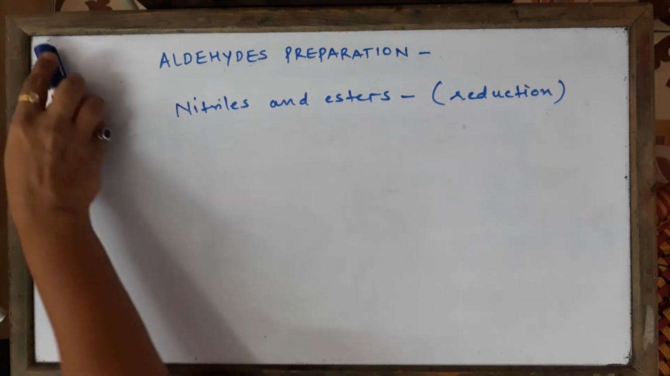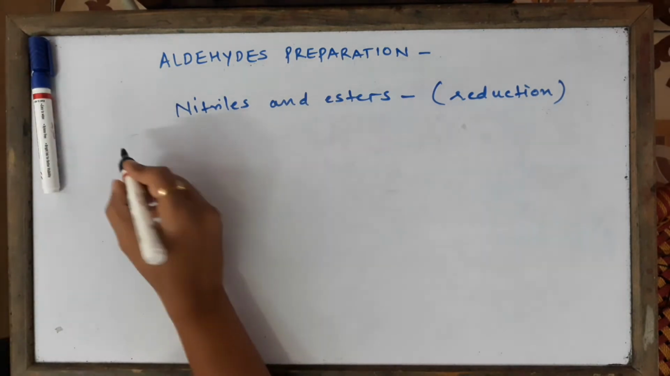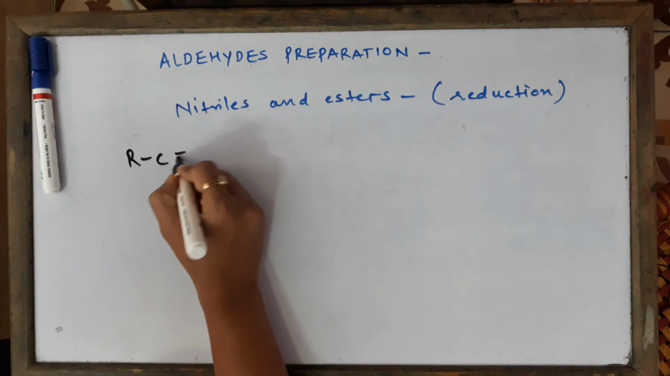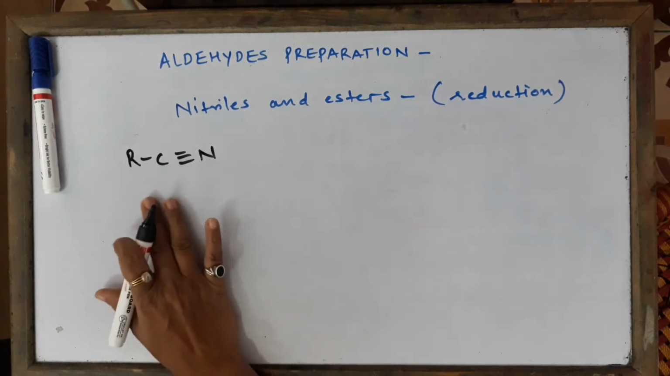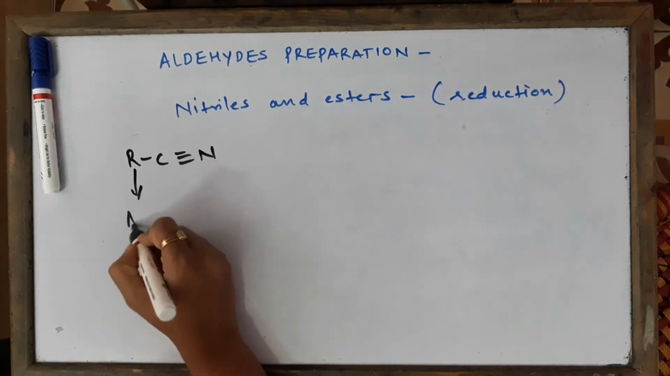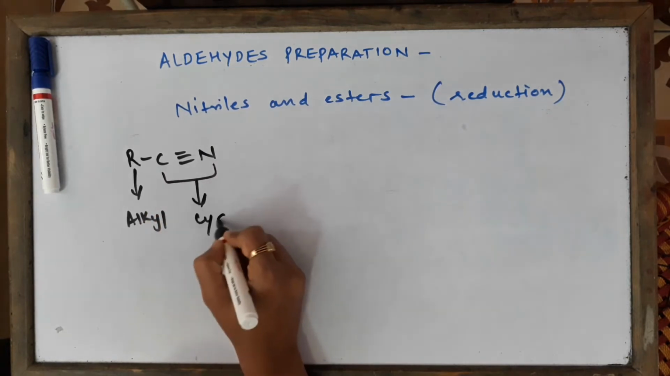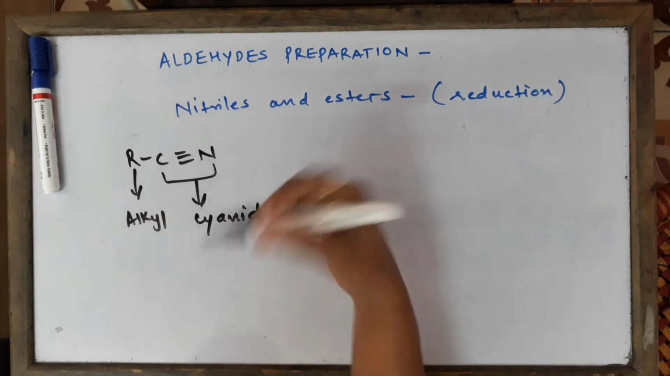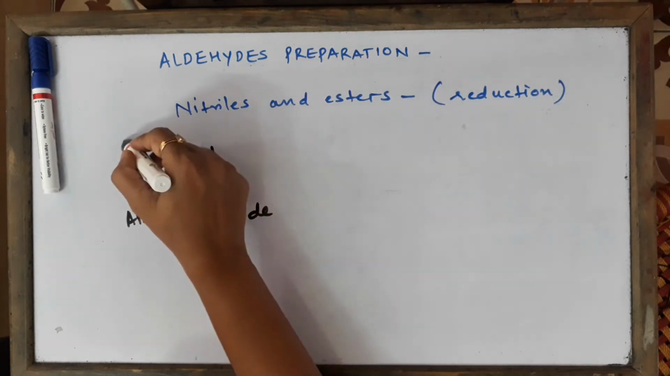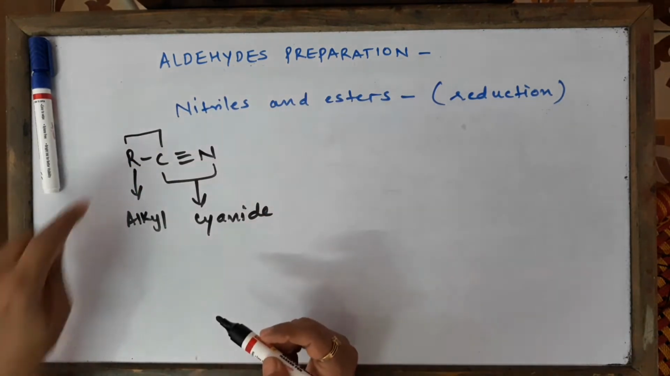You must remember how a nitrile looks like. Let me give you an idea. Look at this. This is the formula, and if you write down its common name, this will be called alkyl and this will be called cyanide. And if you want to call it by the IUPAC name, then the whole number of carbon atoms whichever are there you have to count.